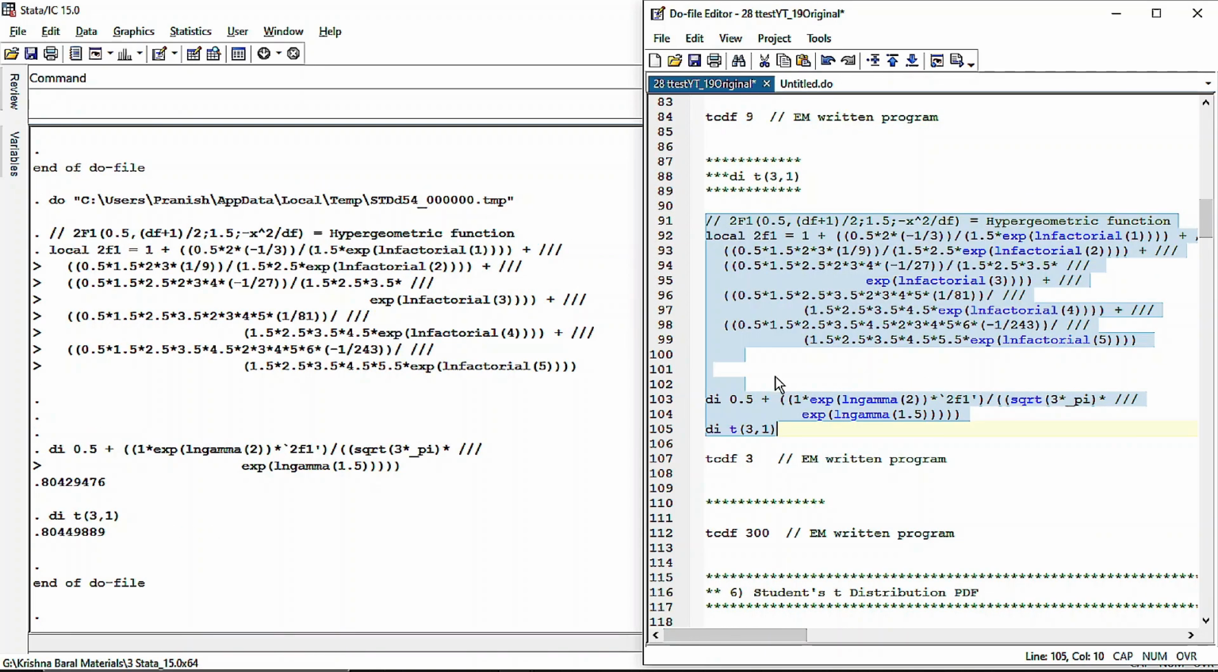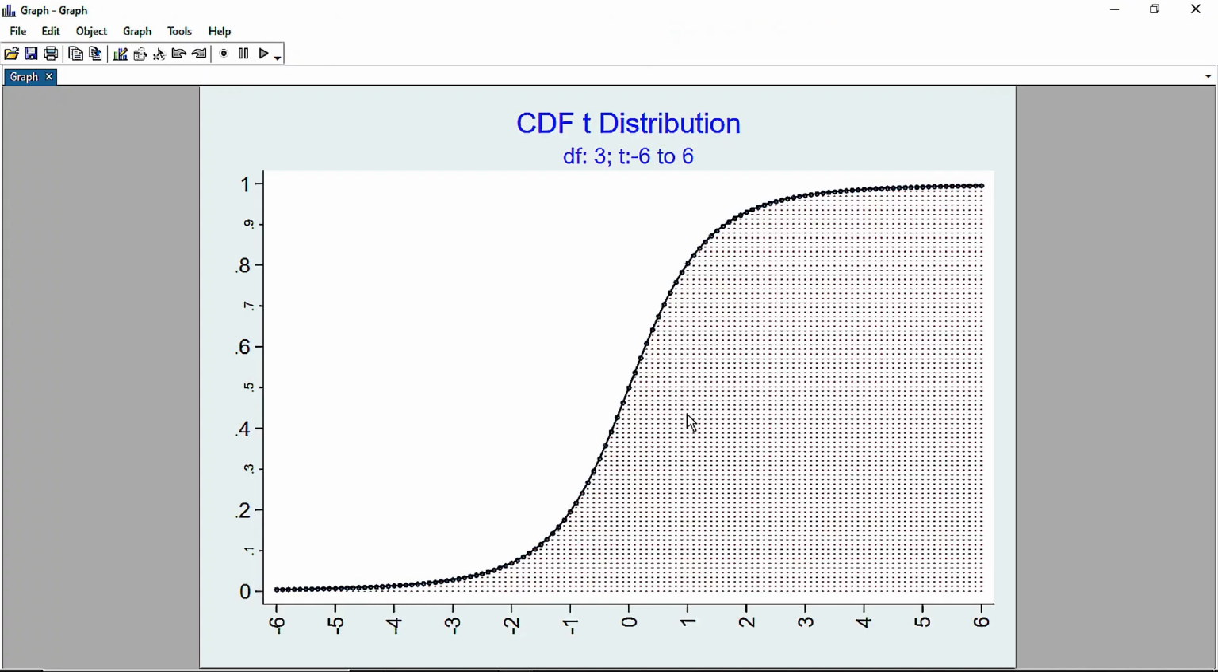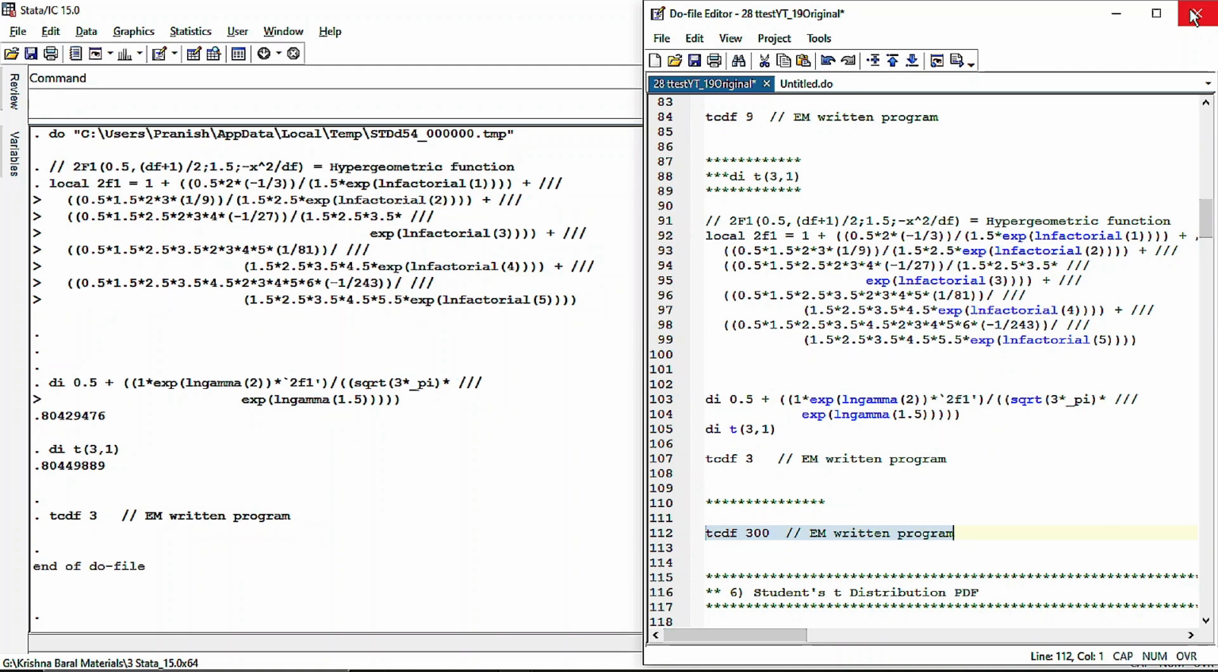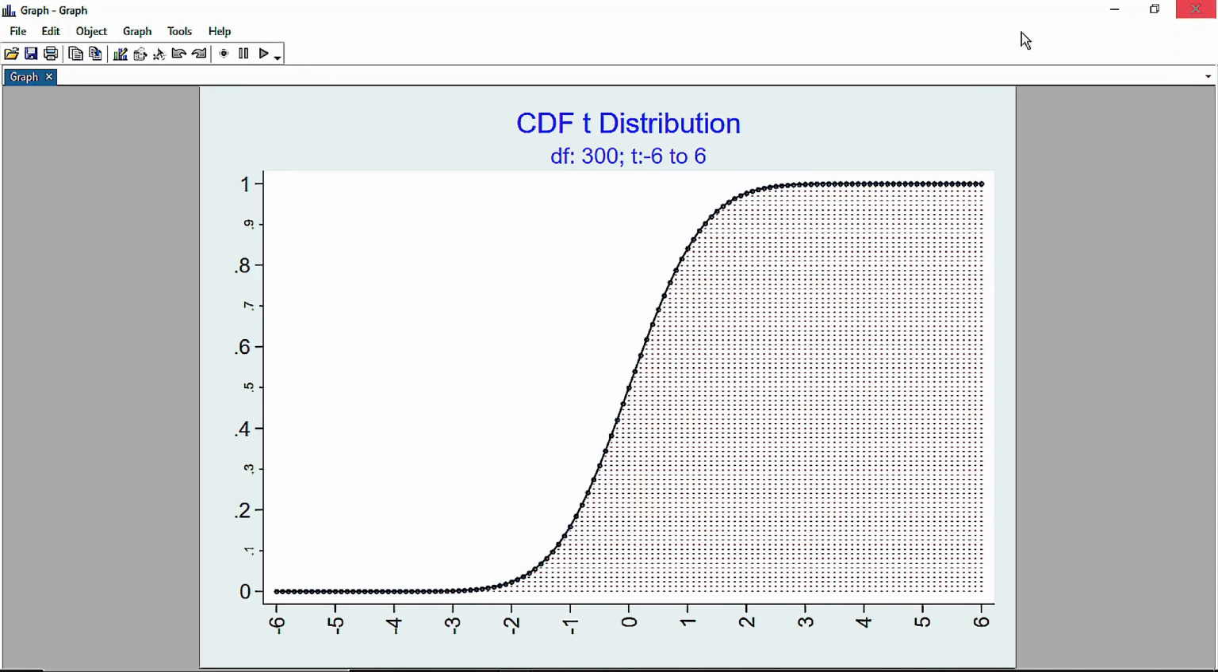When the degrees of freedom is 3, the probability of getting less than or equal to 1 is 80.4%. Let us see it with the help of a graph as well. Less than 1 is 80.4%, somewhere over here. So with the help of this program, we can plot the CDF for any degrees of freedom. Now let us take the degrees of freedom to be 300, and this is the CDF graph.